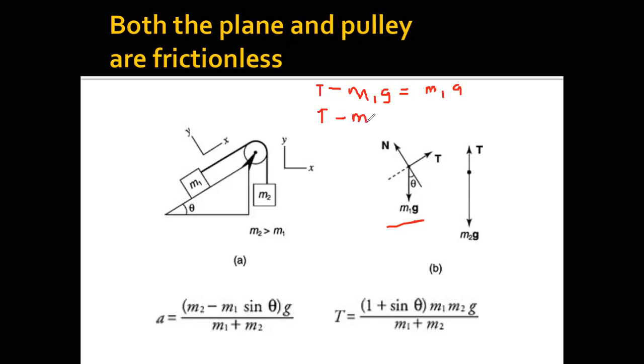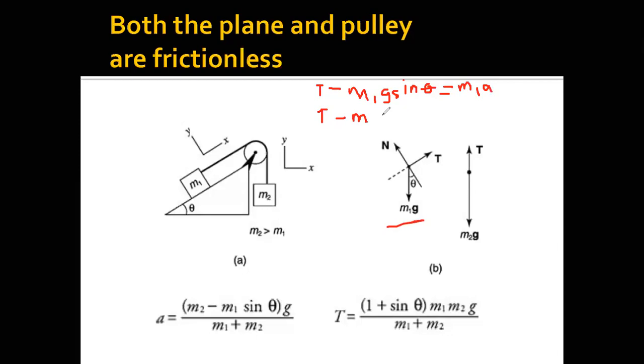I think I omitted something. Let me just correct that. So T minus M1 what? Sine of theta. Okay, M1G sine of theta is equal to M1A.